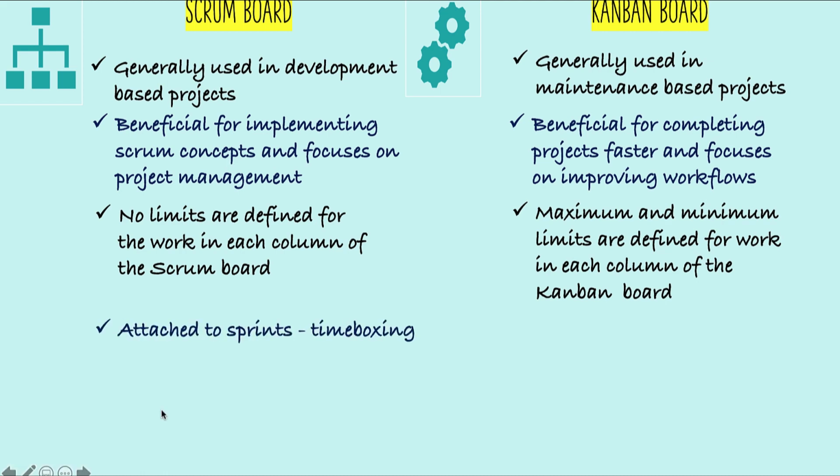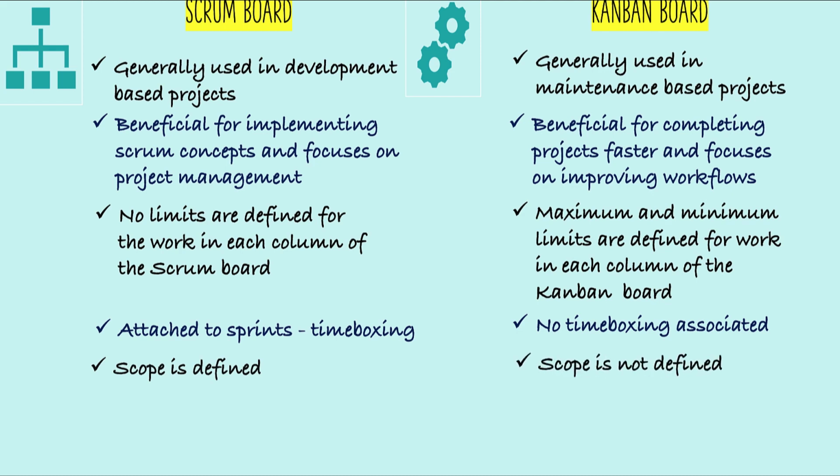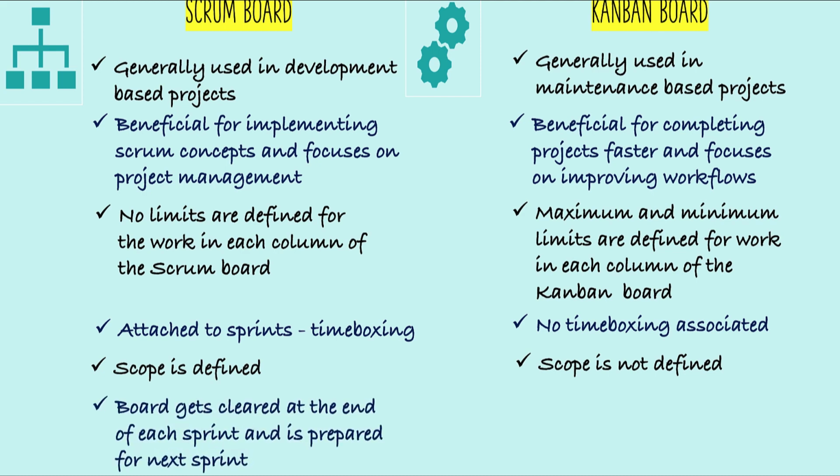Scrum boards are attached to sprints, that is, time boxing. Kanban boards are not associated with any time boxing. For Scrum boards, scope is defined. For Kanban boards, no scope is defined. A Scrum board gets cleared at the end of each sprint and is prepared for the next sprint. Kanban boards are not cleared until the end of the project.